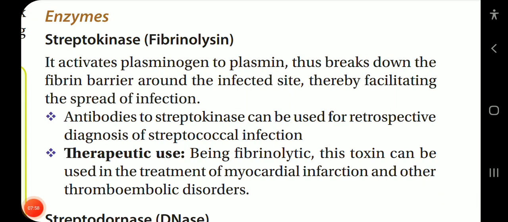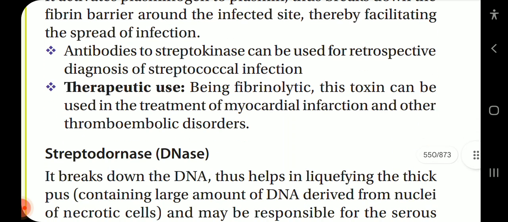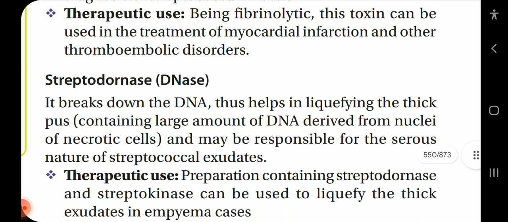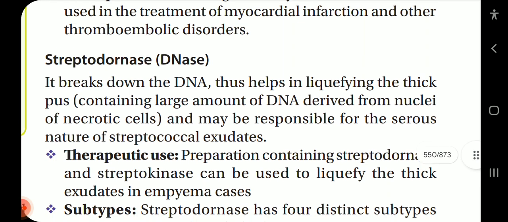Enzymes. Streptokinase, fibrinolysin. It activates plasminogen to plasmin, thus breaks down the fibrin barrier around the infected site, thereby facilitating the spread of infection. Antibodies to streptokinase can be used for retrospective diagnosis of streptococcal infection. Therapeutic use: being a fibrinolytic toxin, it can be used in the treatment of myocardial infarction and other thromboembolic disorders.